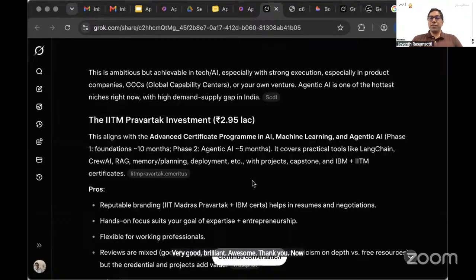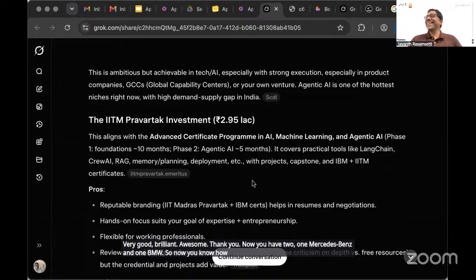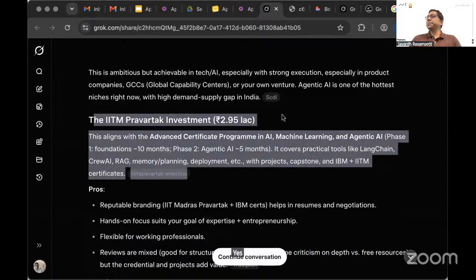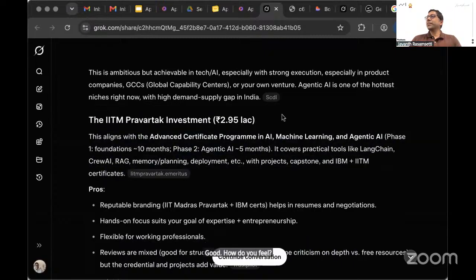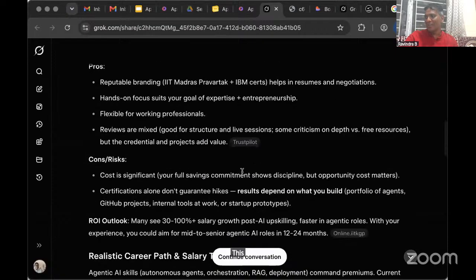Now you have two, one Mercedes Benz and one BMW. So now you know how to use when for what. Yes. Good. How do you feel? This is awesome, very outstanding.